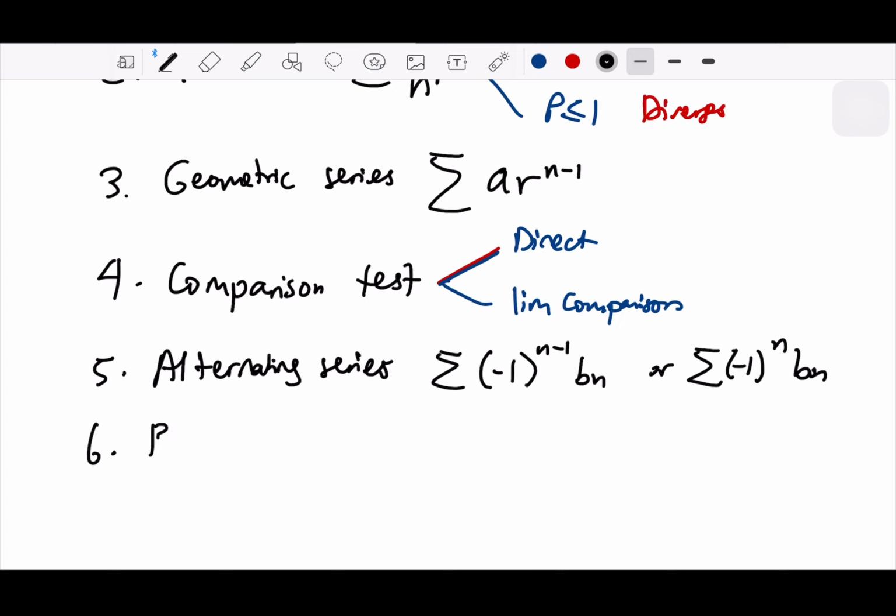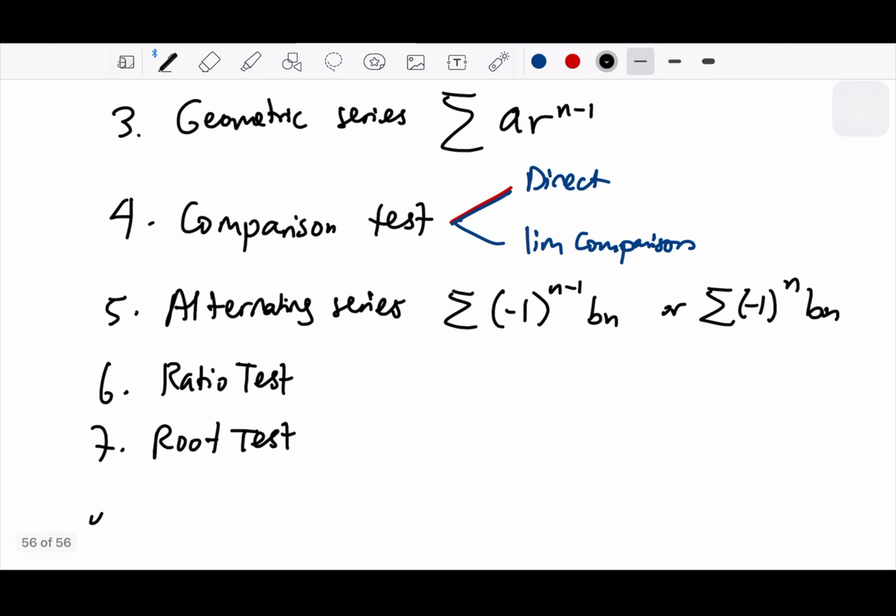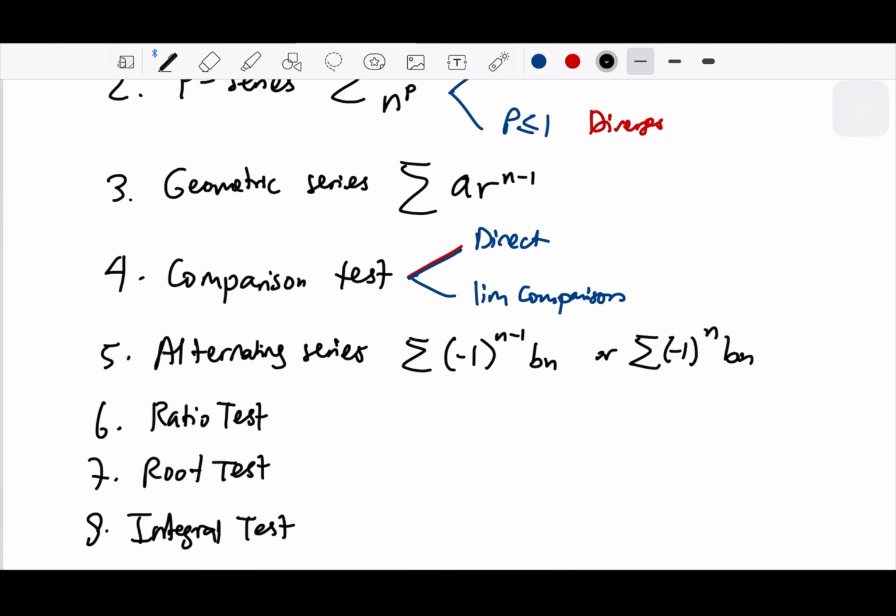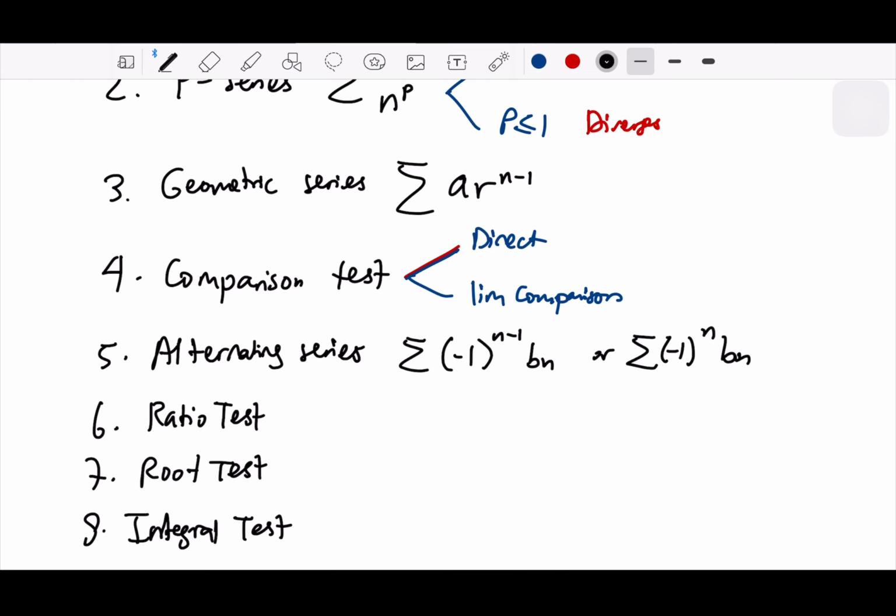And 6 is the ratio test. 7 is the root test. And 8 is the integral test. It's not really that useful, so I will put it at the end.